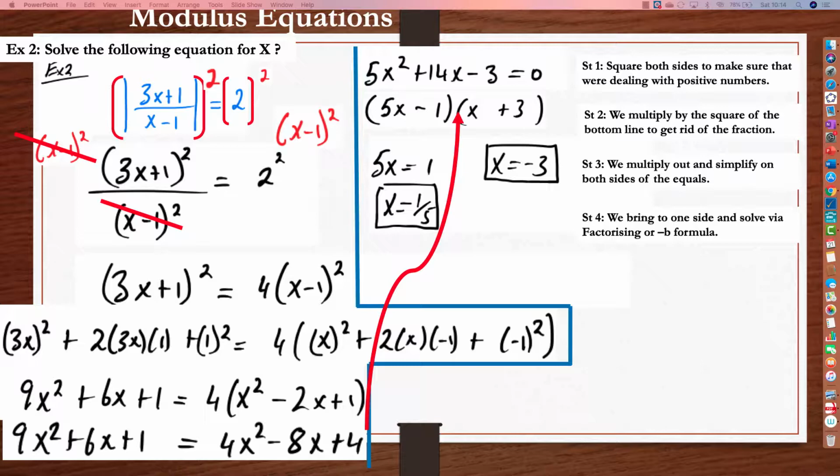Modulus of (2x plus 1) over (x plus 2) is equal to a half.